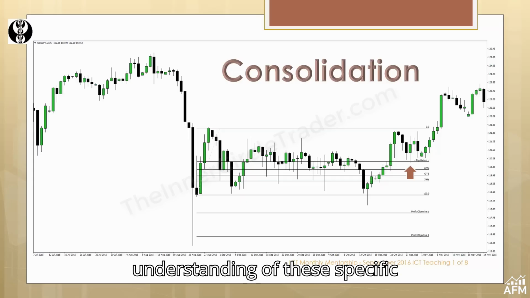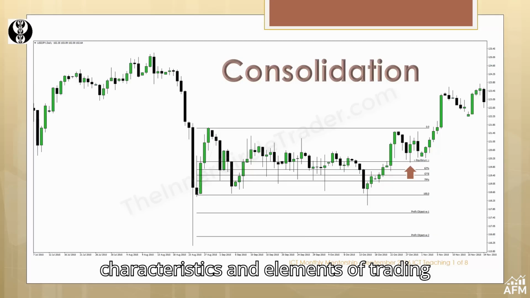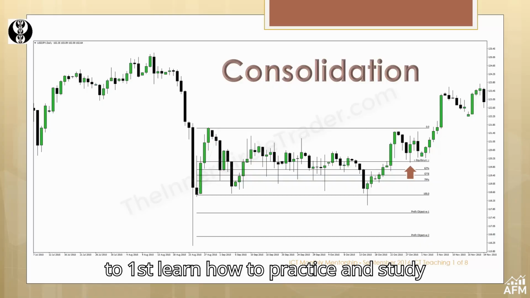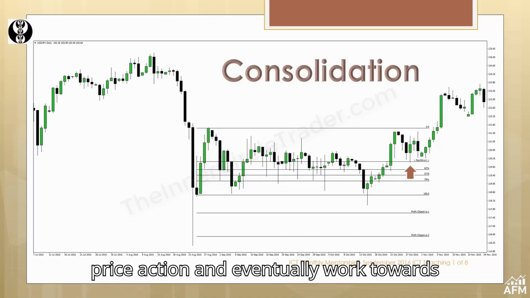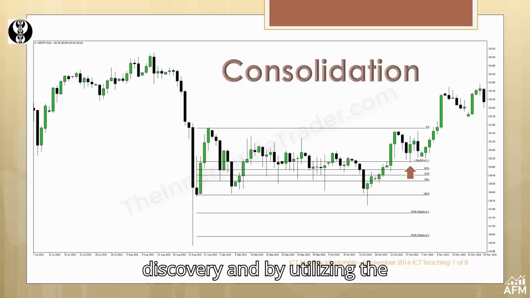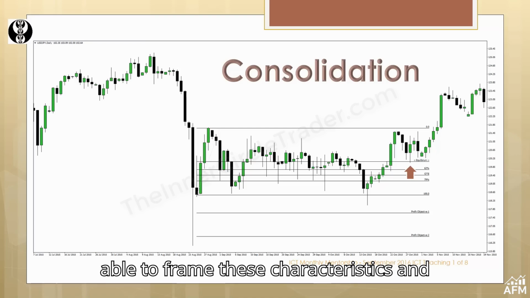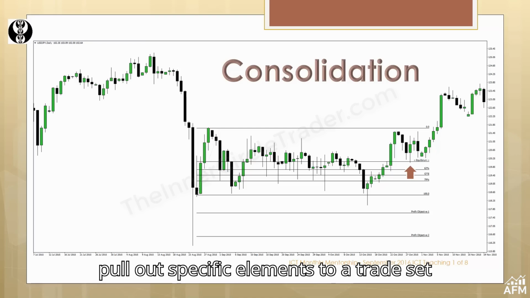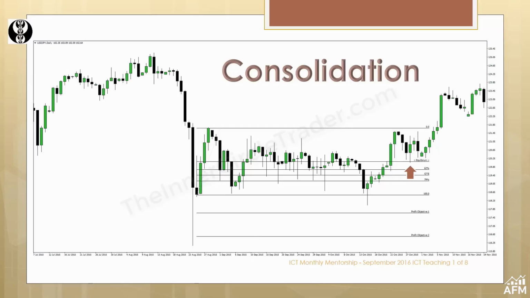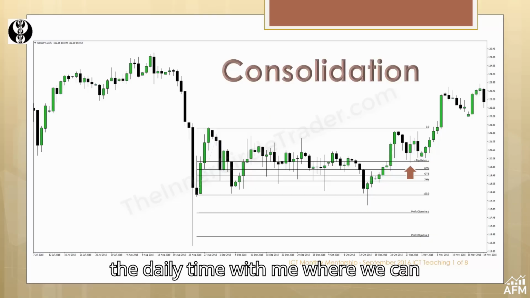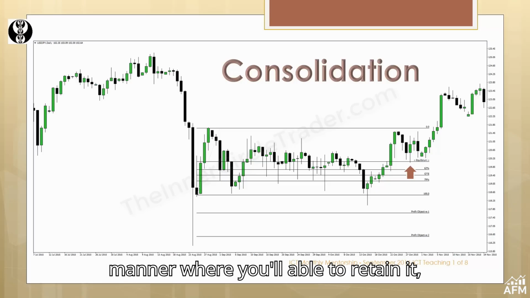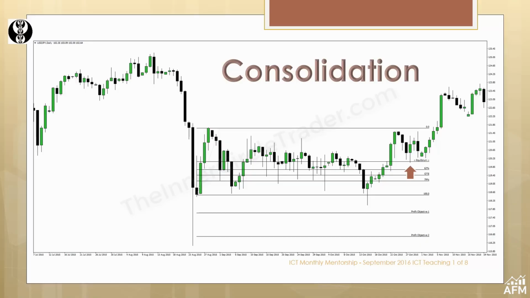By having an understanding of these specific characteristics and elements of trading a setup, you'll give yourself framework to first learn how to practice and study price action, and eventually work towards understanding consistent setup discovery. And by utilizing the time with me on a daily basis, we'll be able to frame these characteristics and pull out specific elements to a trade setup. By repetition and by using the daily time with me, where we can outline the elements of a trade setup, we'll be able to do all these things in a manner where you'll be able to retain it, make it yours.